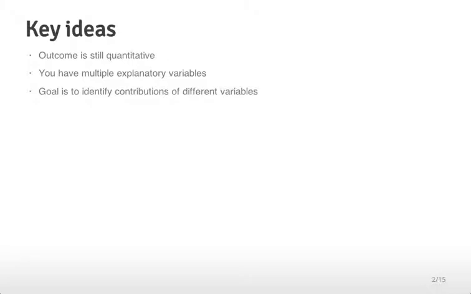You have some explanatory variables. In this case, you have more than one, and you want to be able to identify the relative contributions of each of these different variables to explaining the variation in the outcome variable.